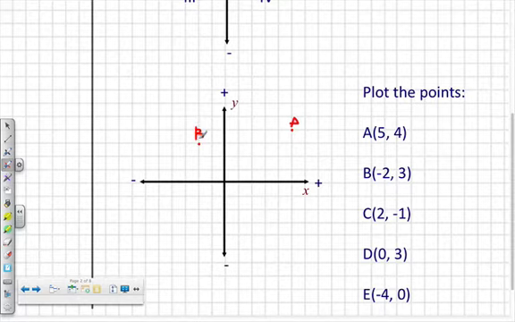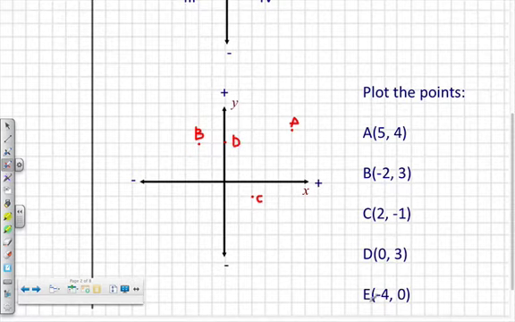There we go. C is positive 2 in the x direction, but negative in the y direction, negative 1. So that's over 2, positive 2 in the x, down 2 in the y, and there's C. Now D has the coordinate 0, 3. That means I don't move at all left or right. I simply move up 3 units. So from here, no left or right movement, just up 1, 2, 3, and that would be point D.